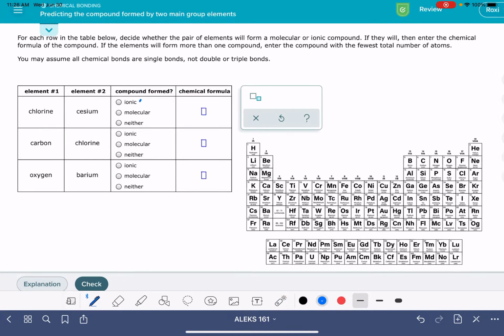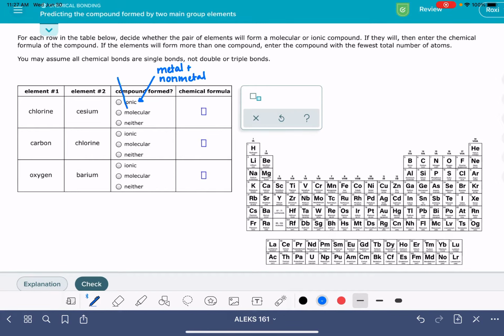There are three different options that we have here: ionic, molecular, and neither. And the type of compound that's formed is going to be based on the type of element that we're dealing with. So an ionic compound is going to be formed when we have one element that is a metal and the other element is a non-metal. So metal plus non-metal is ionic compound.